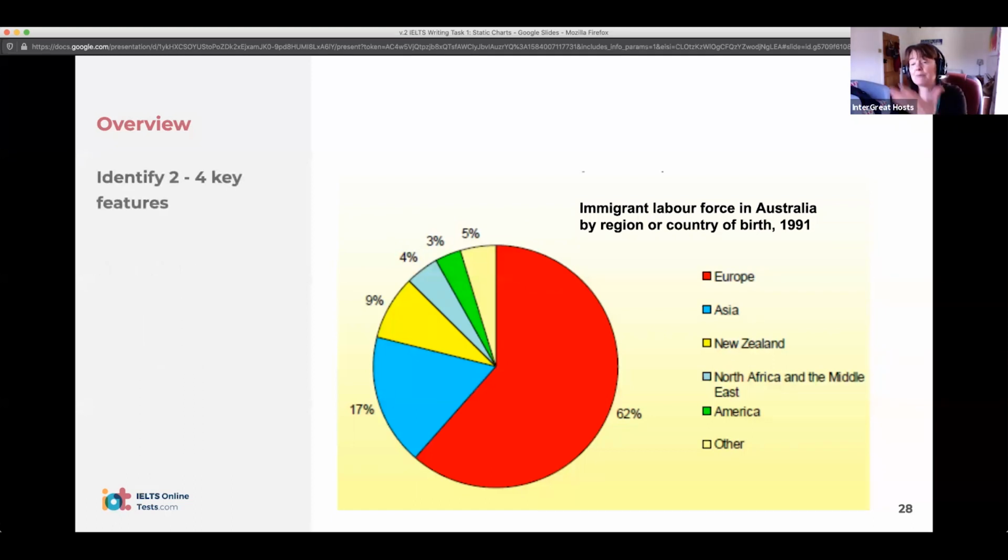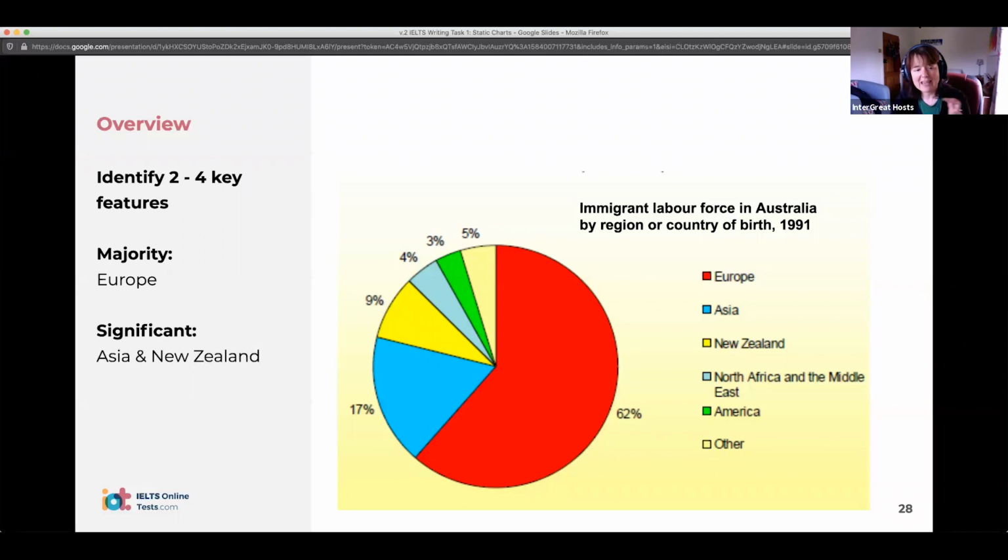Yes, possibly Zainab, maximum and minimum. Okay, so clearly we can see that Europe has the highest number by a long way. Then Asia and, to a certain extent, New Zealand, those are sort of together, they're quite significant numbers, and then everything else is very small. Okay, so that's our overview of the different ones. Okay, so then we're going to write it.